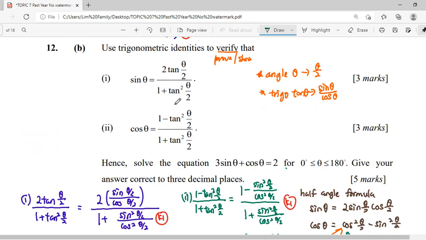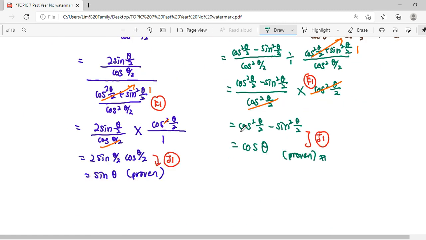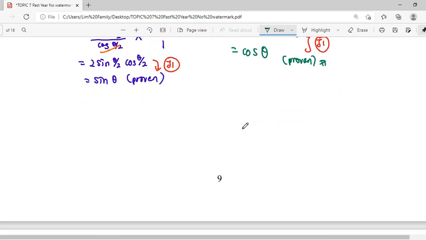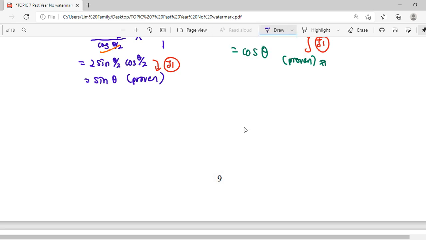They say, after we prove this, hence means use this information. Means 3 sine theta, we are going to substitute this. Cos theta, we're going to substitute this. Use this information, we have to solve this equation for theta between 0 and 180. Give the answer in 3 decimal places. So we take out our question and we substitute our sine theta and cos theta. So our question here will be 3 sine theta plus cos theta equals 2.